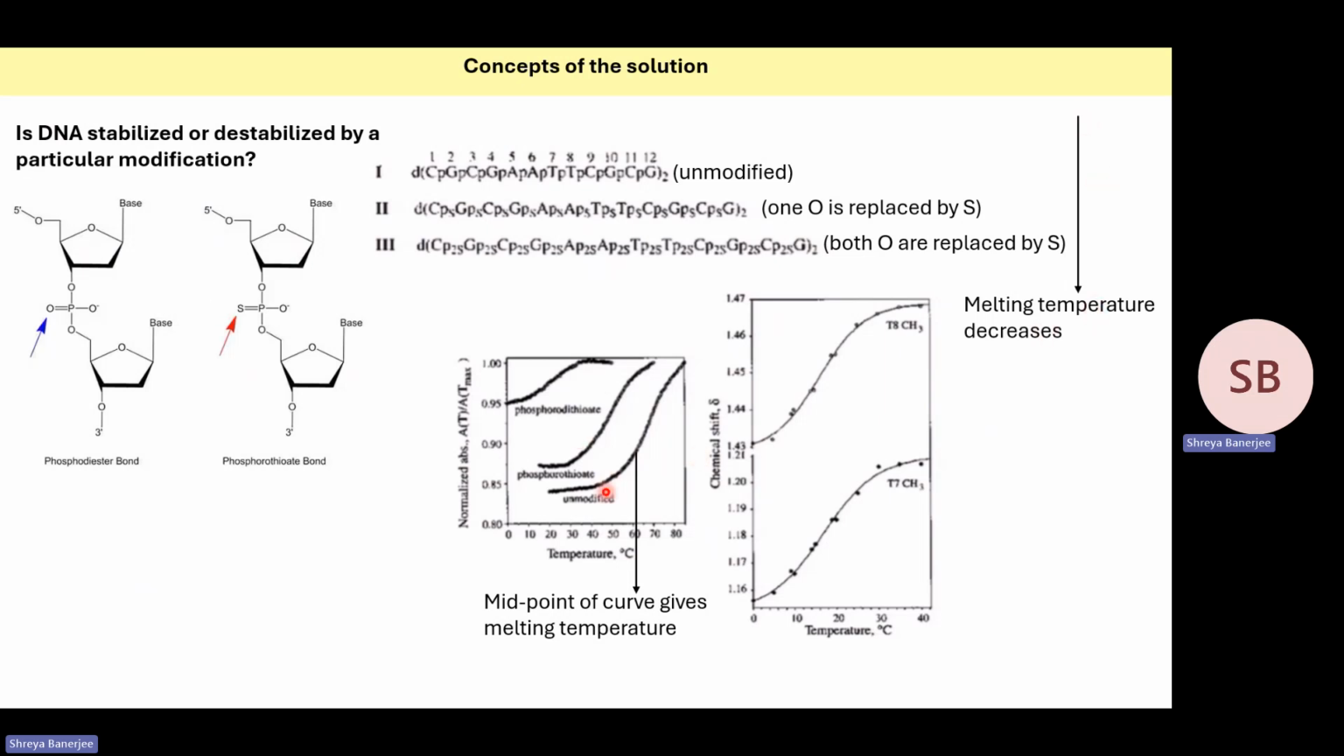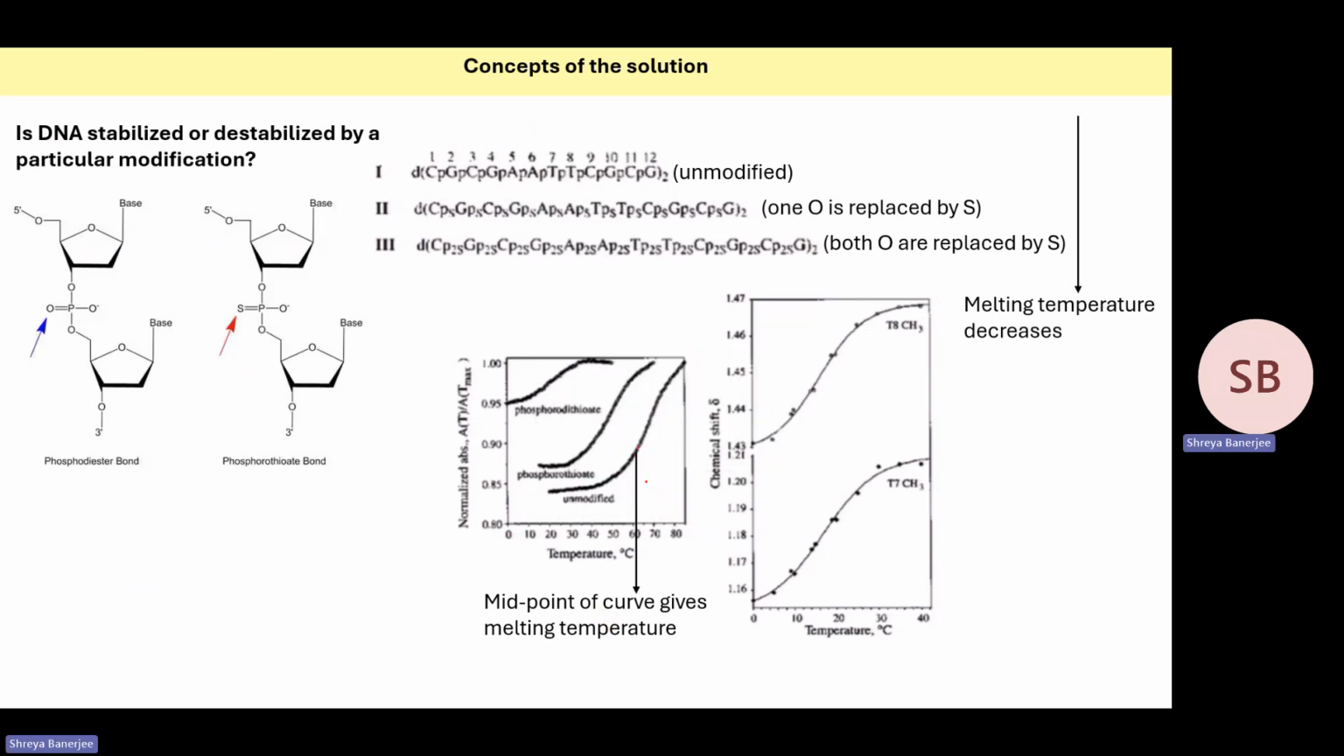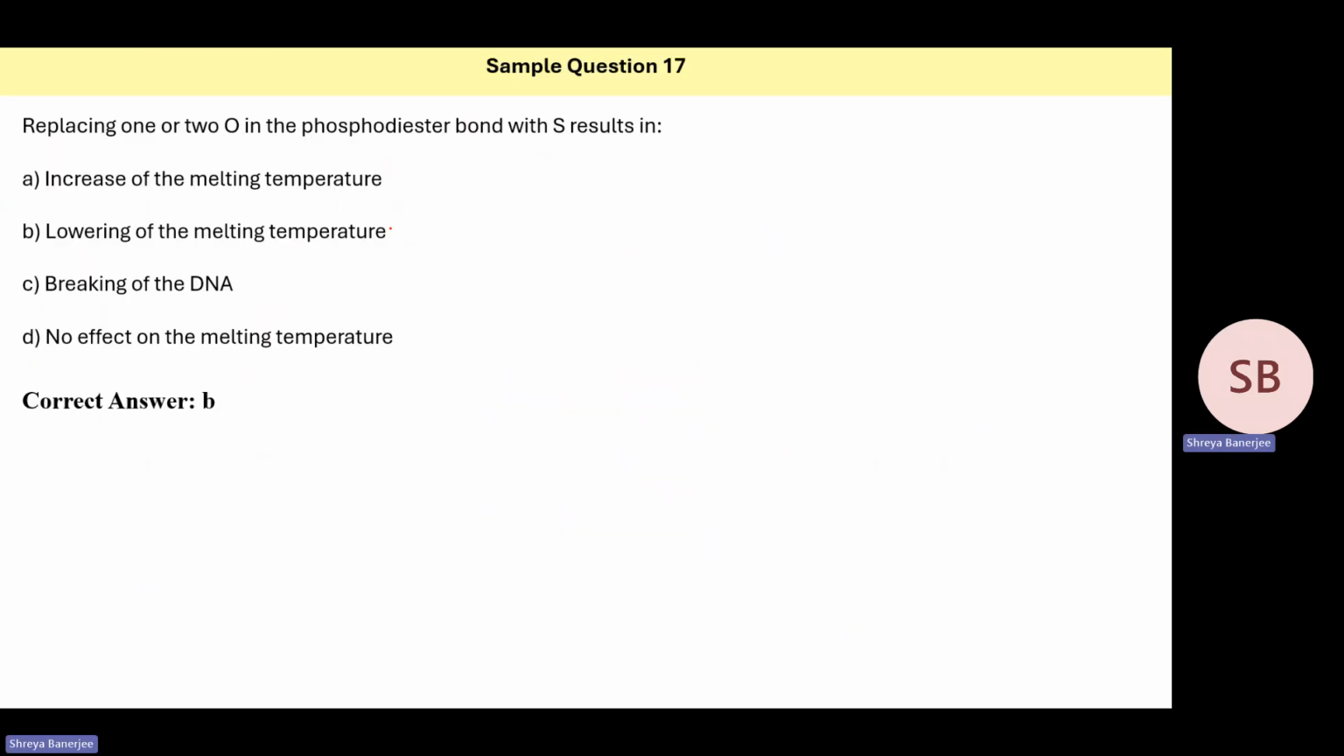That is best seen in this graph. So you have temperature versus absorbance. The unmodified DNA shows a melting temperature around 60 degrees Celsius. When a single thiol is added, melting temperature becomes around 50. And when 2 sulfur is added, melting temperature becomes around 22. So with the addition of sulfur, the DNA is getting destabilized and the melting temperature is decreasing. So it is lowering of melting temperature, that is option B.